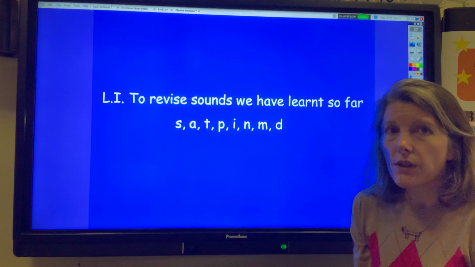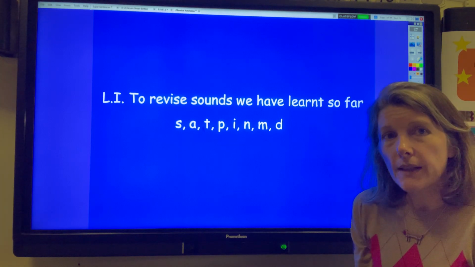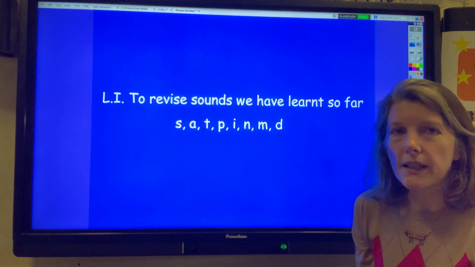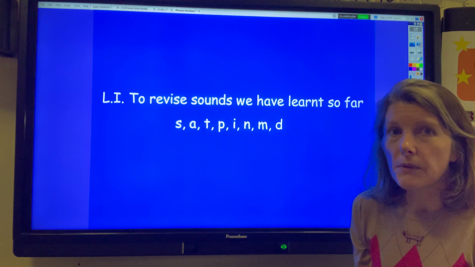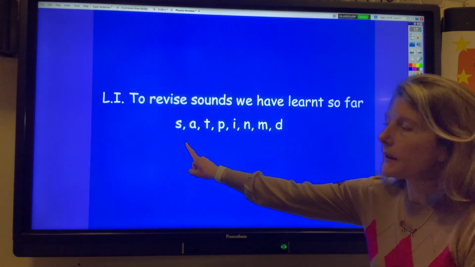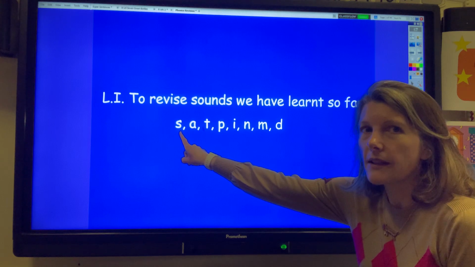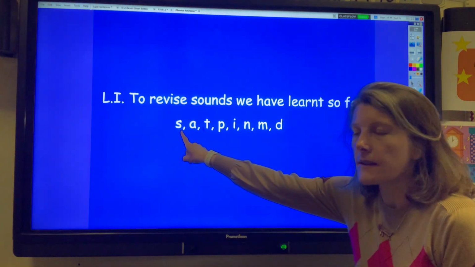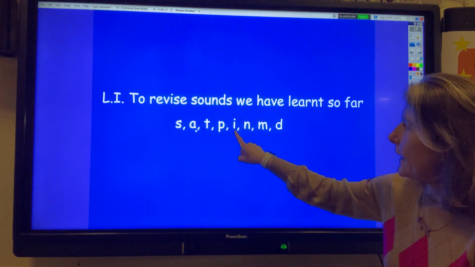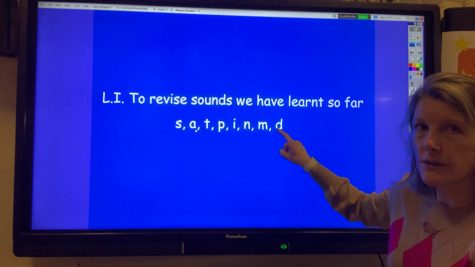And we start to introduce more and more of the digraphs, which are the 2 letters that make a single sound. So it starts to get a bit harder, so we need to really make sure that these ones are cemented in our minds before we start. Okay, so these are the phonemes that we are going to be revising today. And you should know all of these because these are the ones we learnt right at the very beginning. So we've got S, A, I, N, M, and D.